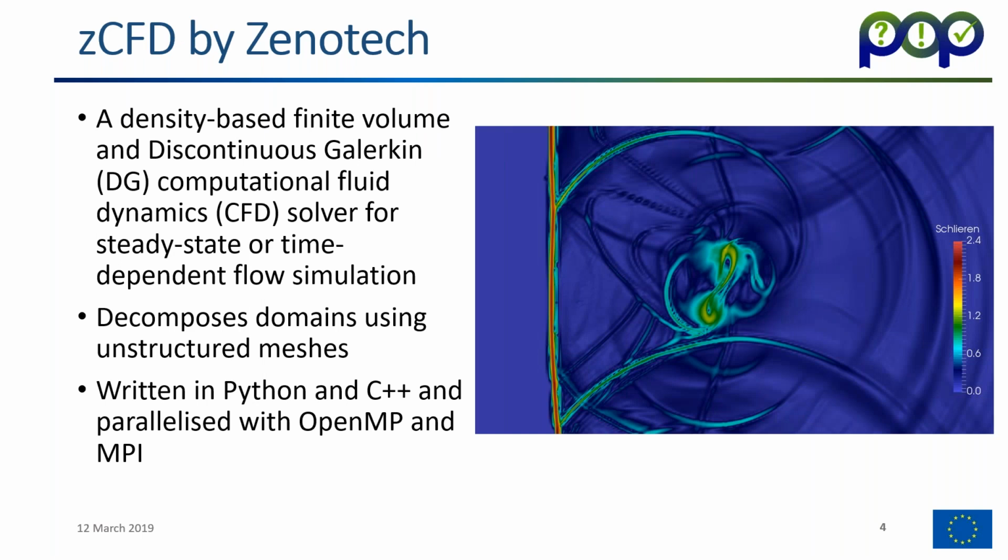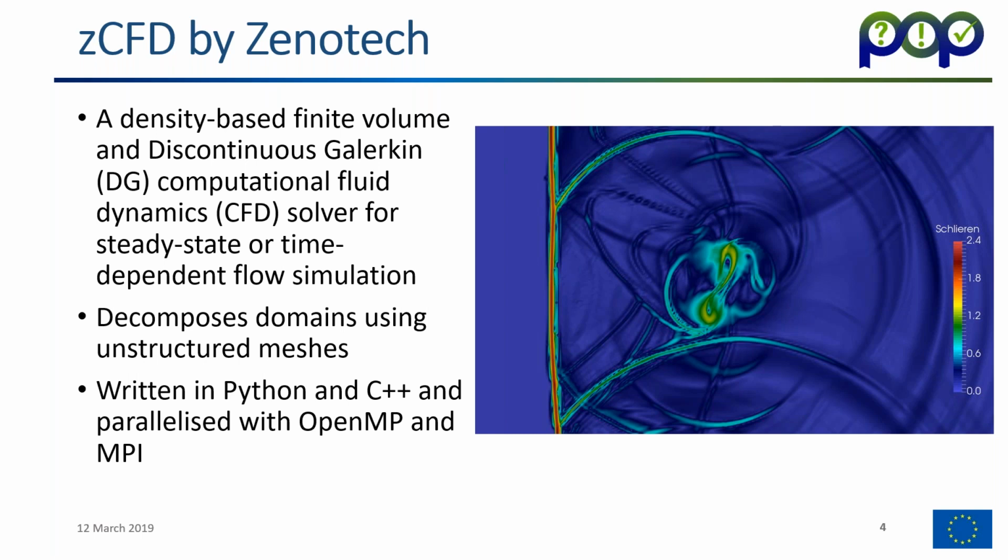So this is going to look as a case study at what the POP project did for Zenotech on a zCFD solver. zCFD is a density-based computational fluid dynamics solver that uses unstructured meshes to decompose the analysis domain. It's written in Python and C++ and parallelised with OpenMP and MPI, but for the purpose of this case study, we only looked at the C++ kernels that are parallelised with OpenMP.